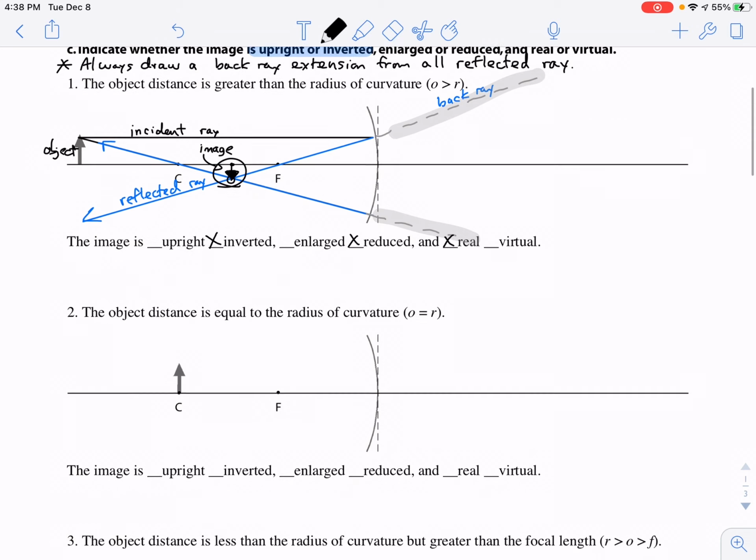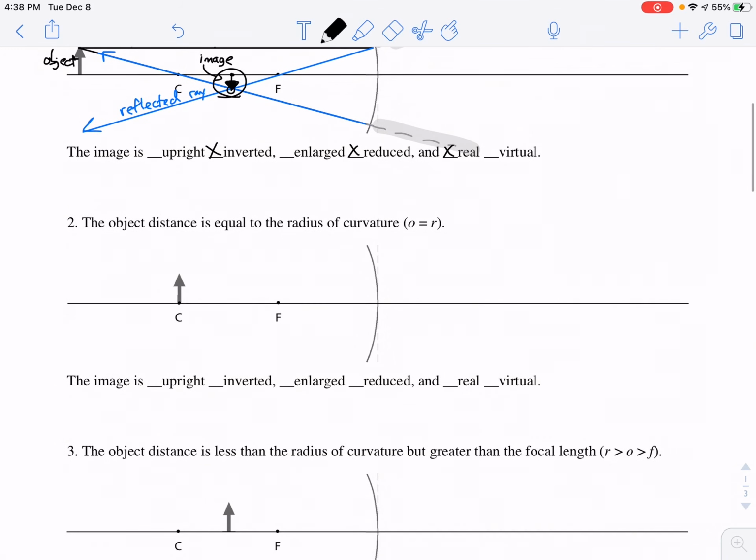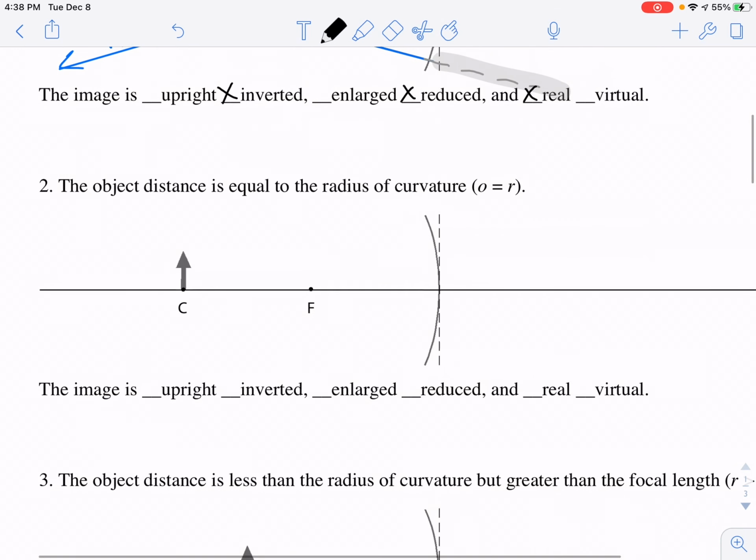Let's take a look at question number 2. In question number 2, we have the object placed at the center of curvature. Now, it's going to be pretty tricky. I can't use the third ray. I'm going to have to use the second one in this example. But other than this example, the third ray is very handy to use. So I'm going to go between using the second and third ray.